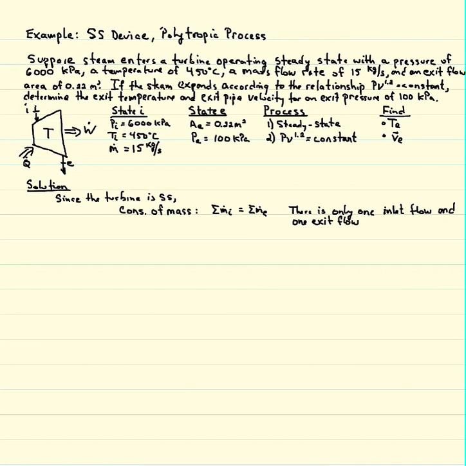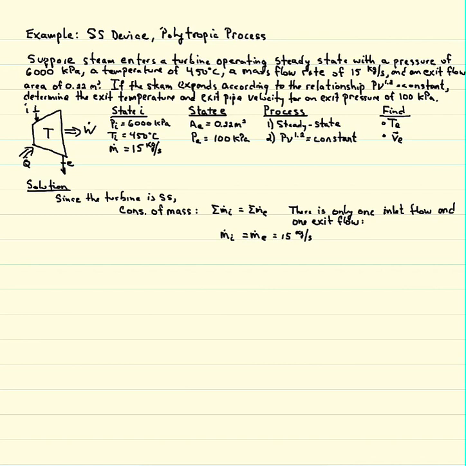Our conservation of mass equation simply becomes m dot I, there's no summation, is equal to m dot E. Mass flow in equals mass flow out. Okay, so that'll be useful later on because we know that our inlet flow, for example, is 15 kilograms per second, and so that necessarily is also what our exit mass flow rate is.